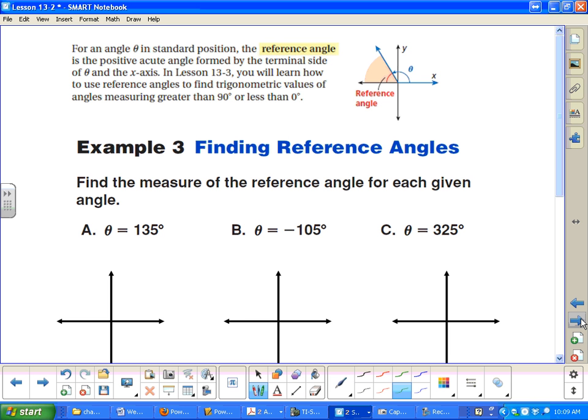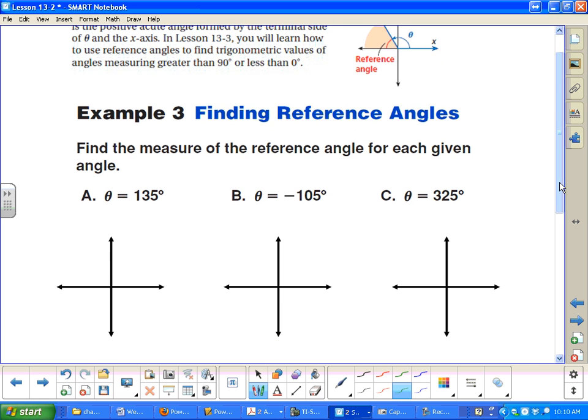Okay. Reference angles. Reference angles are positive acute angles formed by the terminal side of your angle and the x-axis. So all reference angles are going to be less than 90 degrees because they are acute angles, and they have to be positive. Wherever the angle terminates, I want to go from that spot to the x-axis and find that angle. That'll tell me what the reference angle is.